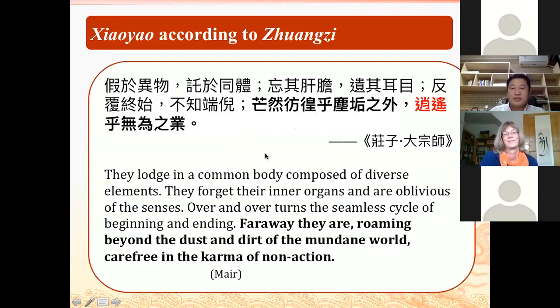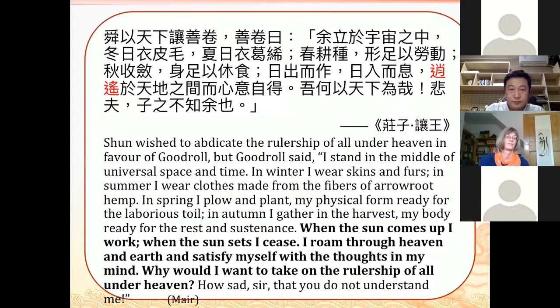So Xiaoyao, in Zhuangzi's idea, let me read one sentence of Zhuangzi's description of Xiaoyao. Far away they are, roaming beyond the dust and the dirt of the mundane world, carefree in the karma of non-action. So Xiaoyao in Zhuangzi's concept means carefree. And he used Xiaoyao many times in the whole book of Zhuangzi.